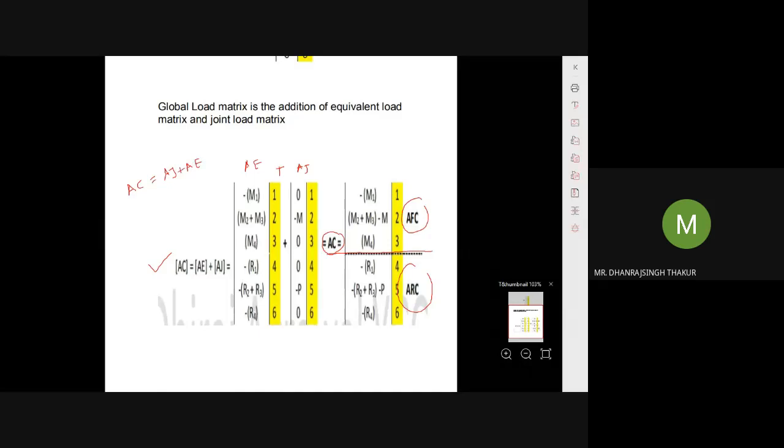Okay, so again we will revise it and we will see how to assemble the A matrix, how to assemble the AJ matrix. Okay, so this is the way where I have told you to assemble the global load matrix. Okay, so here I will stop now. In the next class we'll start the problem. So, first analysis problem.